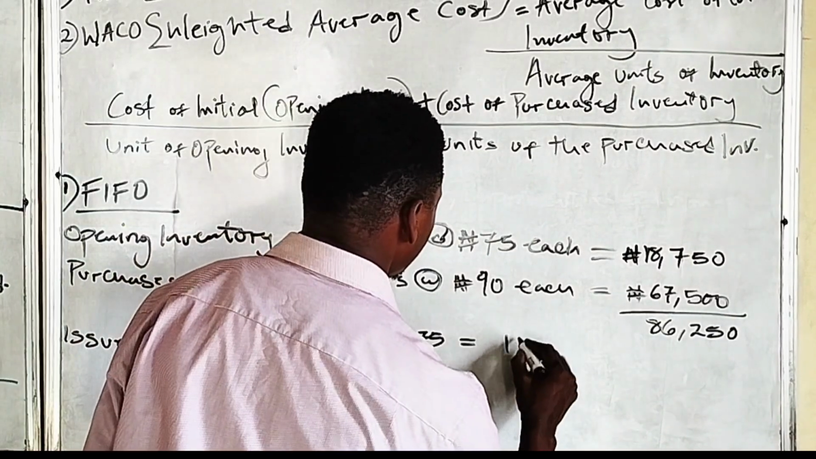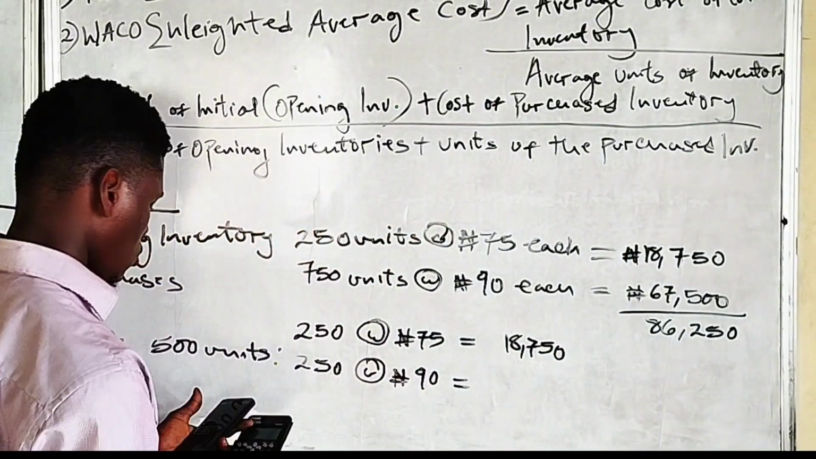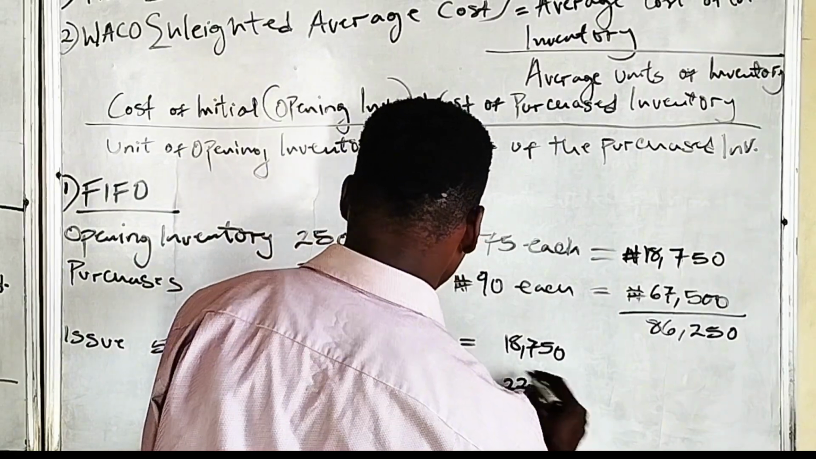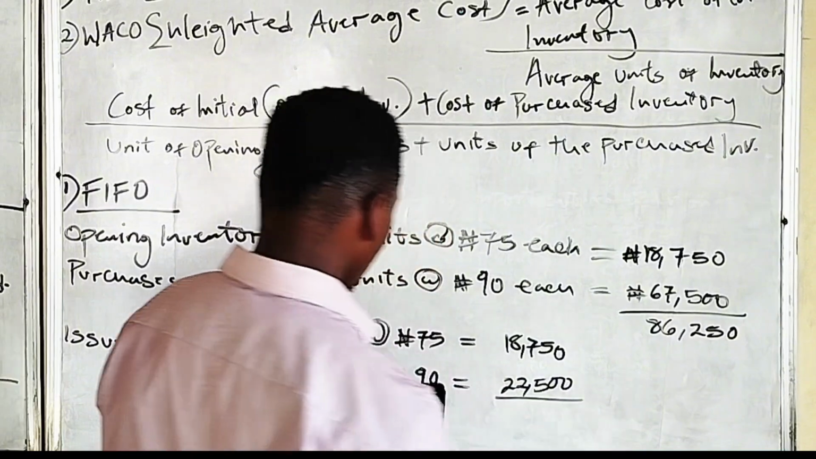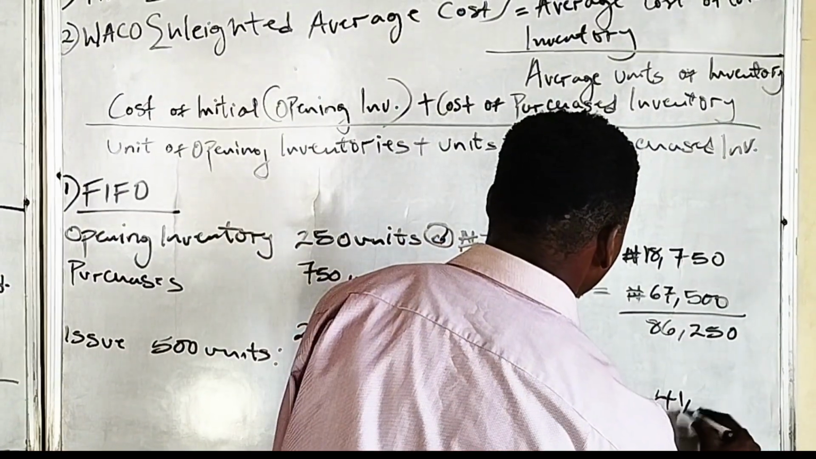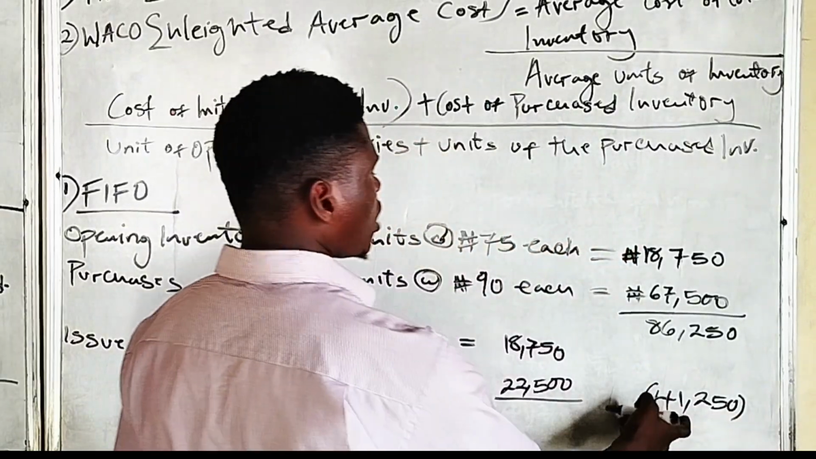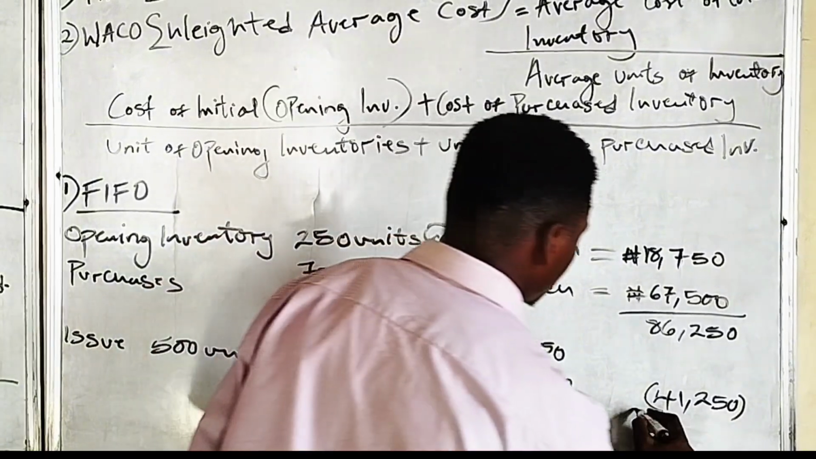And this gives us 18,750 and 250 times 90. This gives us 22,500, making a total of 41,250. So this is the total value of the inventories that were issued.